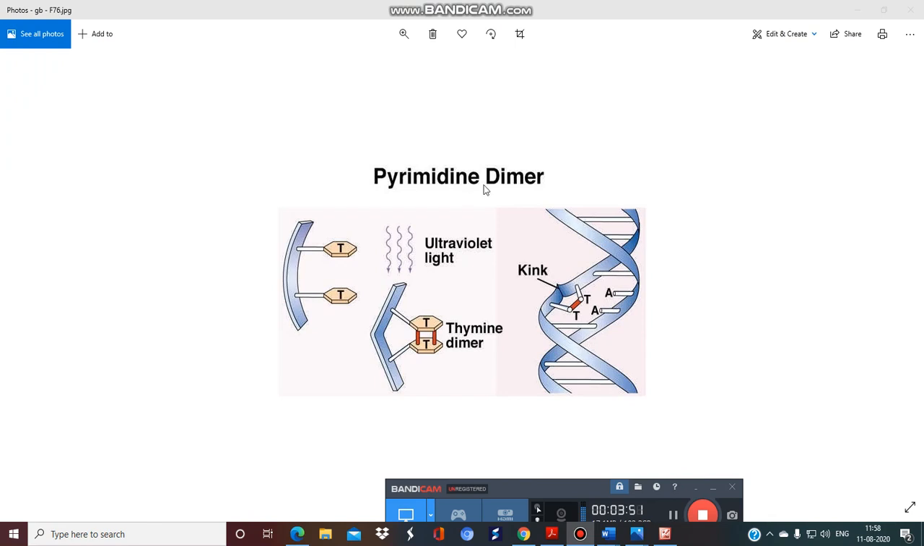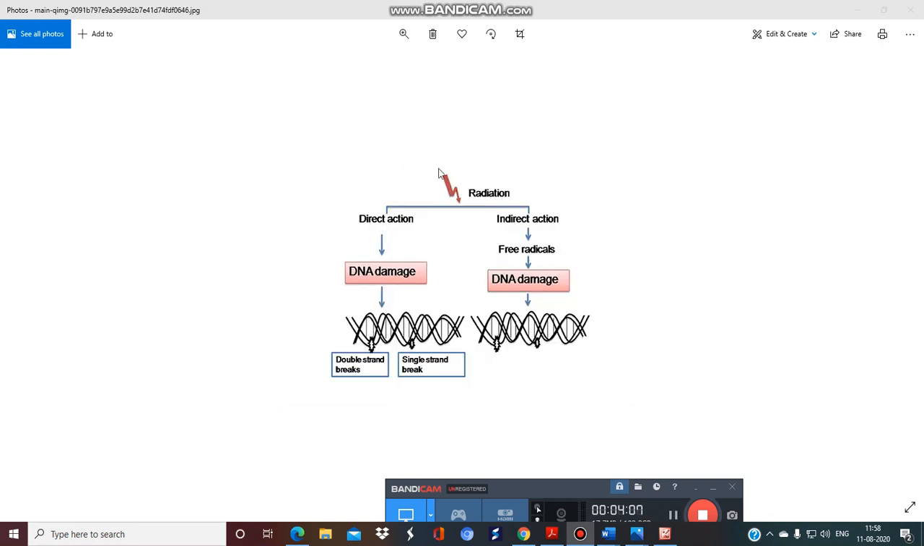So this pyrimidine dimer is formed due to UV light, and due to this there is a disarrangement, or you can say a malfunctioning in the DNA replication process, and it will result in the death of the bacterial cell. Just see here. So it has a direct or indirect action on the bacterial cell.